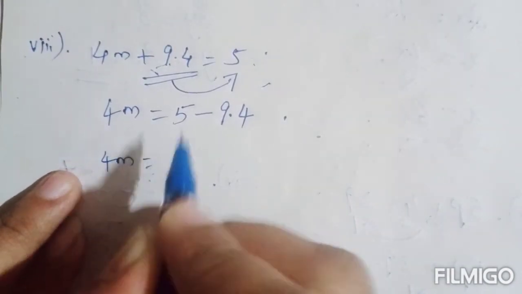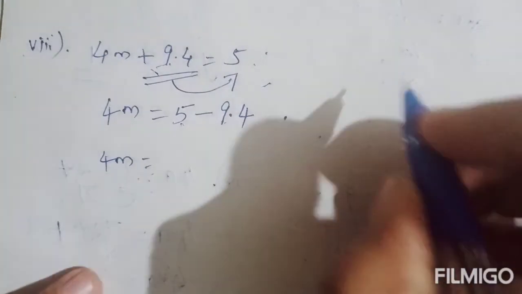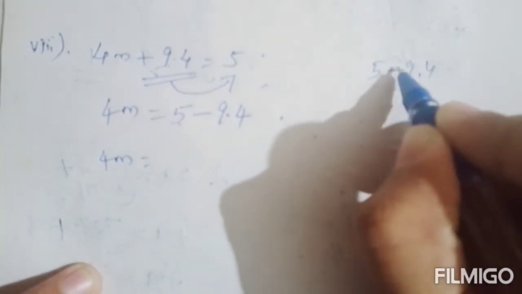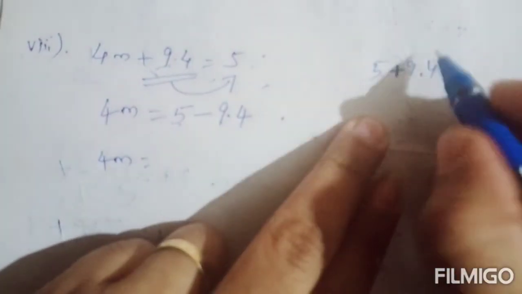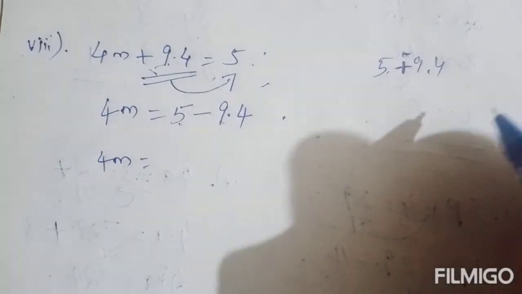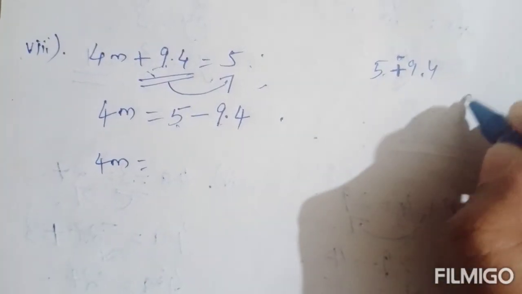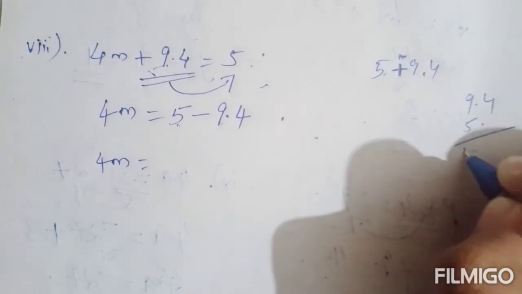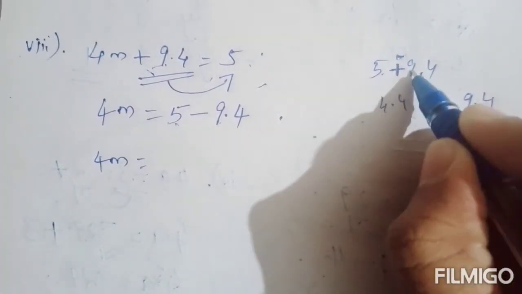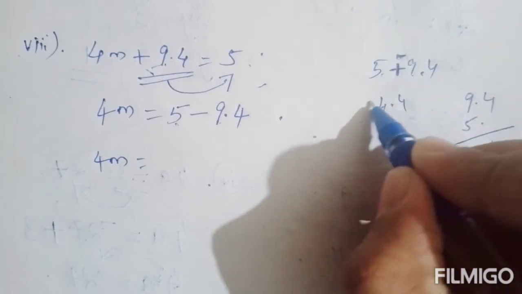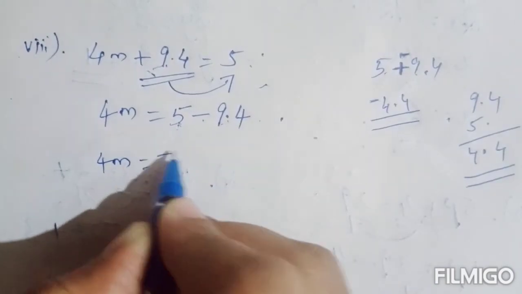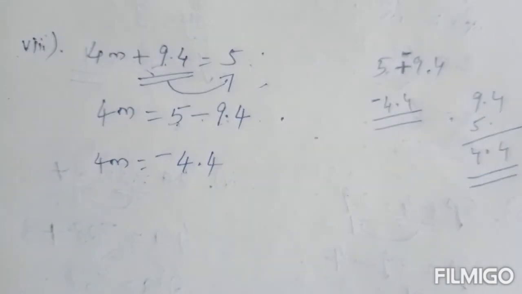Now how we can subtract 5 minus 9.4? First, change this minus sign to plus, change the sign of next number. So you will get 5 plus 9.4. Okay. So first we have to do subtraction. 9.4 minus 5, it will be 4.4. Okay. Greater number is 9.4. Its sign is negative. So negative 4.4 we will get. 5 minus 9.4, it is minus 4.4.